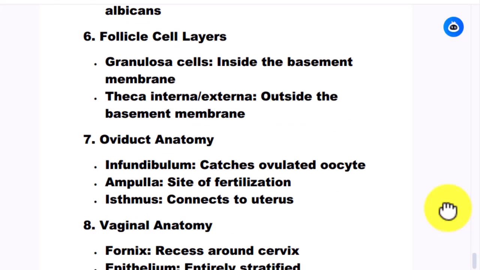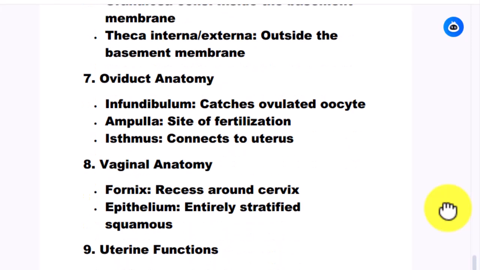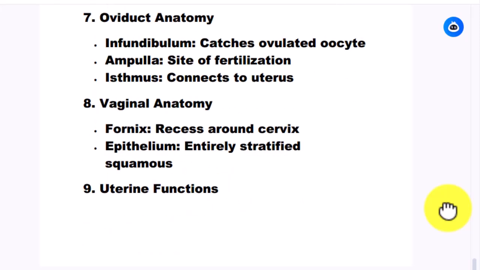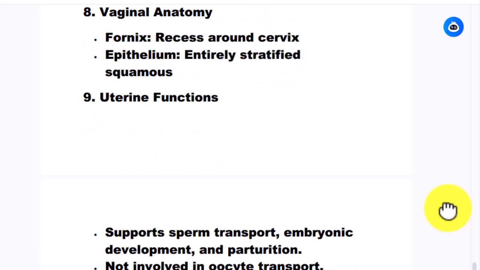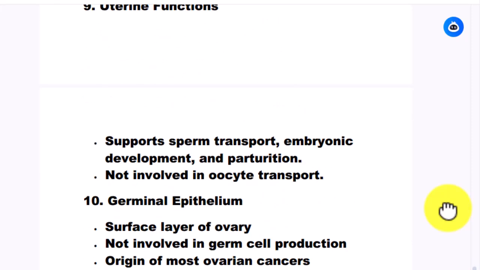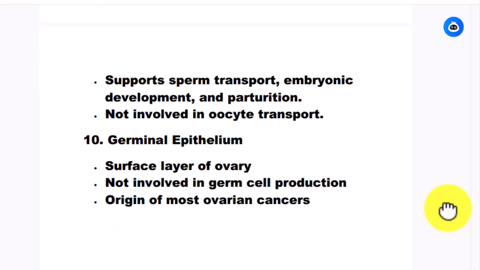Oviduct anatomy: infundibulum catches ovulated oocyte, ampulla is the site for fertilization, isthmus connects to the uterus. Vaginal anatomy: fornix rests around cervix, epithelium entirely stratified squamous. Uterine functions: support sperm transport, embryonic development, and parturition, not involved in oocyte transport.